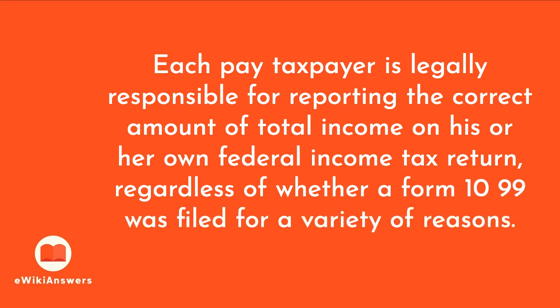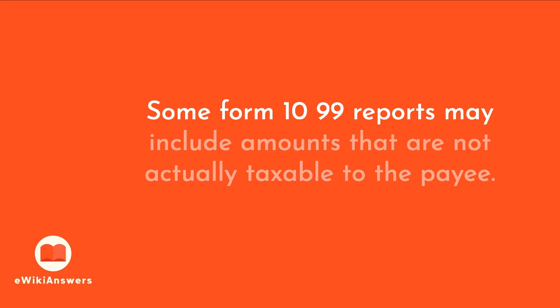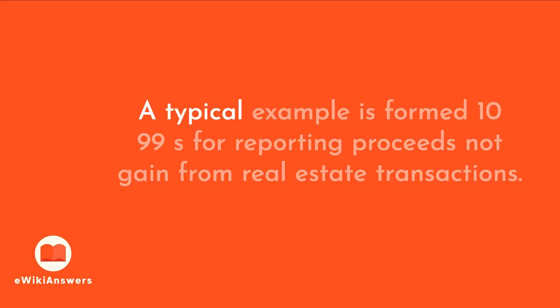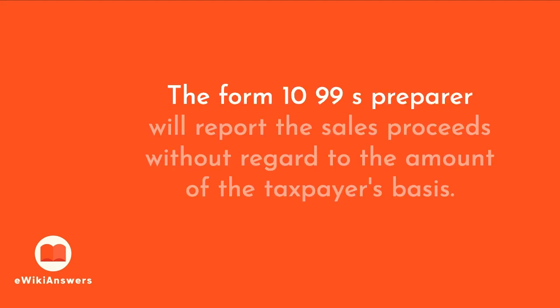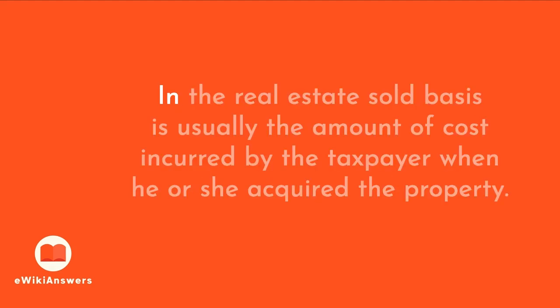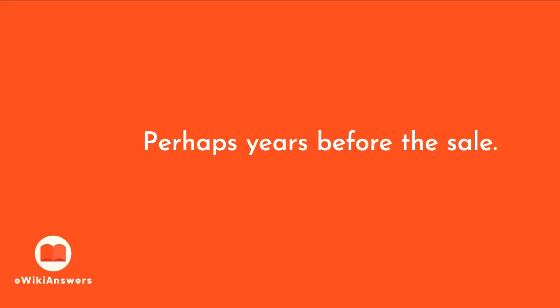For a variety of reasons, some Form 1099 reports may include amounts that are not actually taxable to the payee. A typical example is Form 1099-S for reporting proceeds, not gain, from real estate transactions. The Form 1099-S preparer will report the sales proceeds without regard to the amount of the taxpayer's basis in the real estate sold. Basis is usually the amount of cost incurred by the taxpayer when he or she acquired the property, perhaps years before the sale.